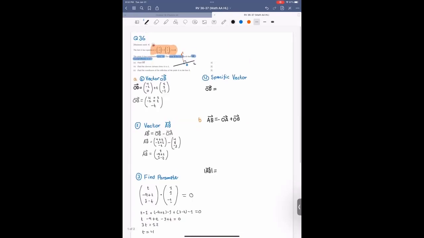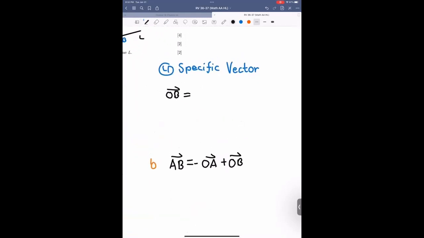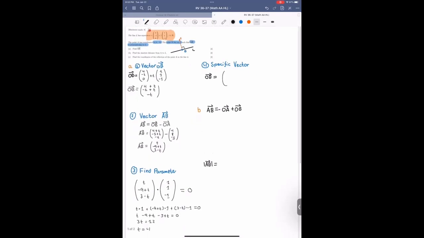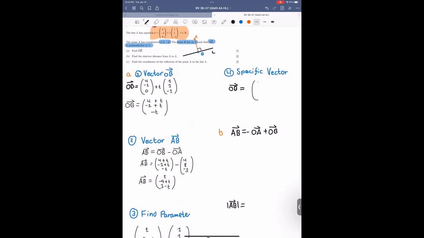t equals 4. Now, in order to find vector OB, we need to substitute our newly found value for t, which is 4, into the vector equation that we had in the first step. So 4 plus 4, -1 plus 4, and -4. And thus our answer for vector OB is (8, 3, -4).